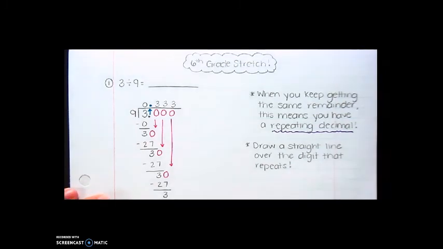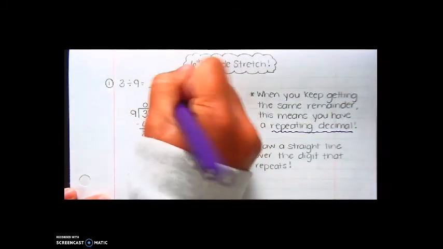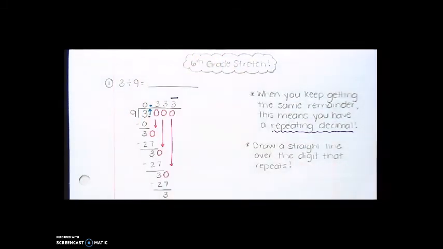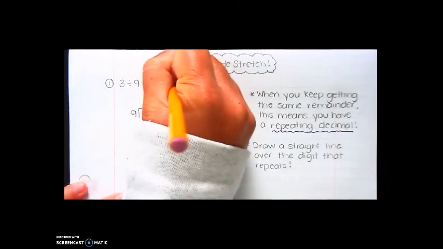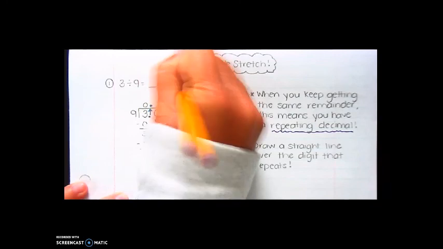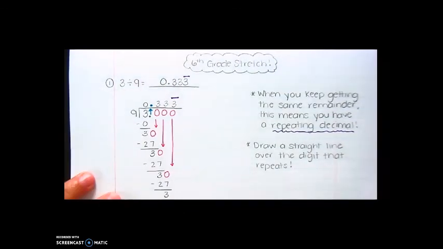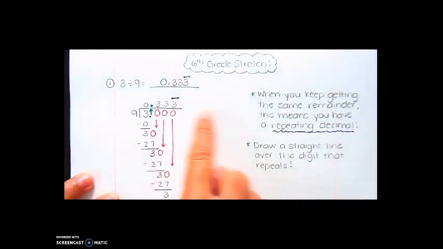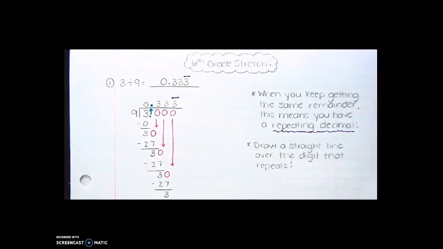So to show that you have a repeating decimal and that you're not just giving up on the problem, we're going to draw a straight line over the digit that repeats. So that means when we write our final answer to this question, we would write it as 0 and 333 thousandths repeating, so that the person who's looking at our paper knows that we realize this 3 is going to keep happening over and over and over and over again, and it doesn't just end in the thousandths place.